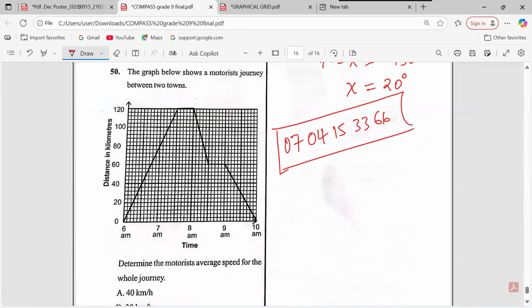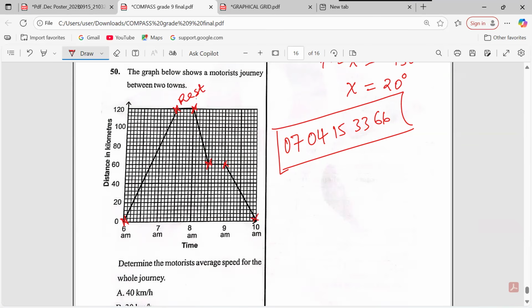Let's look at a graph here. The graph below shows a motorist's journey between 2 towns. So we can see how the journey is progressing when the distance was 0 all the way until distance was 120. Then distance stayed as 120, meaning that there was some rest here. Then now this looks like journey back. We have this distance covered up to that point. Then again, distance remained 60 for some time, meaning that there was some rest at that point.